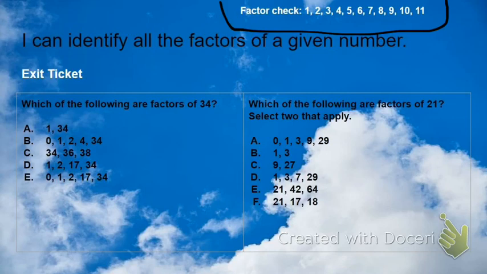Okay? And then the second one says, which of the following are factors of 21? Select 2 that apply. So how many answers should I have? 2 answers. Okay? So that means when you Zoom me or Mr. Davis, the first one you will have selected 1 answer with all the factors. And then the second one you will Zoom us with 2 answers. Okay? Remember to eliminate the answers that don't make any sense first and then go from there.